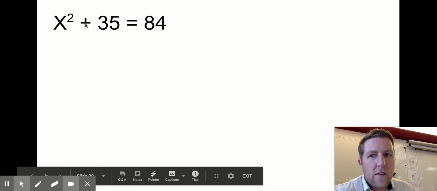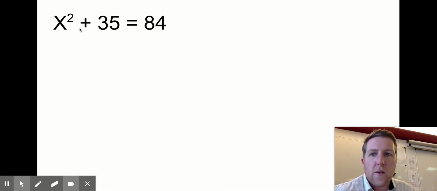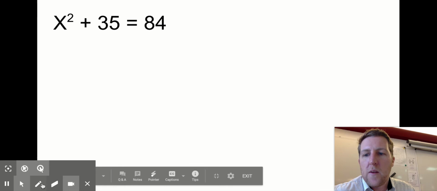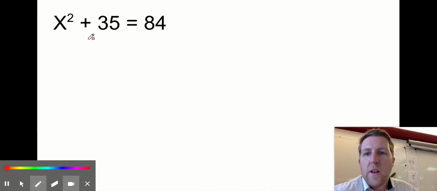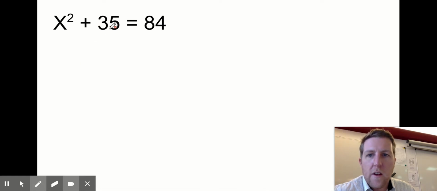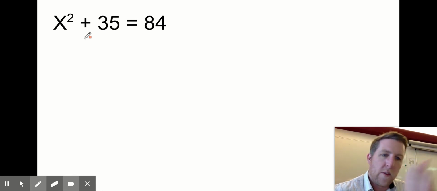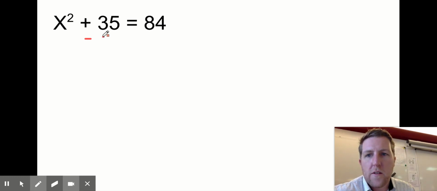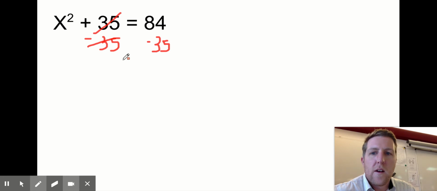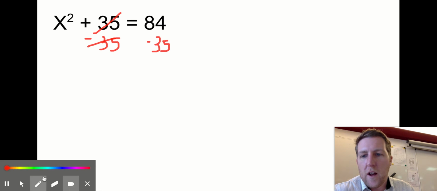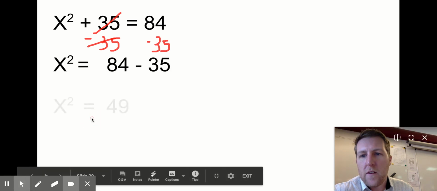All right, so now instead of having just x squared equals something, we have another little piece added on here. Just like when we solved equations before, we need to do the opposite of adding 35 in order to move it to the other side of the equation. So the opposite is to subtract 35, and we need to do that over here as well. We're just doing this quickly. This plus 35 and minus 35 becomes 0, and 84 minus 35 gives you 49.